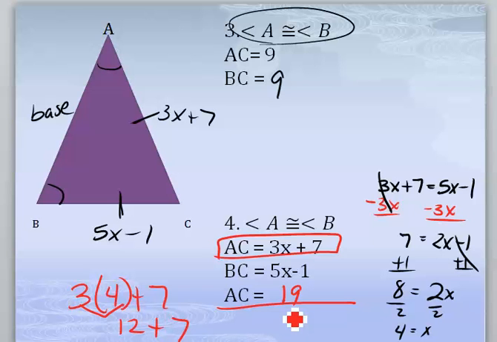I could double check this. BC is supposed to be the same length, so I could plug it in. 5 times 4 is 20 minus 1 is also 19. That's just a way to make sure you got it correct.